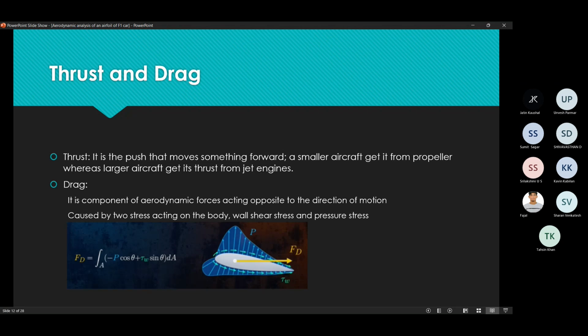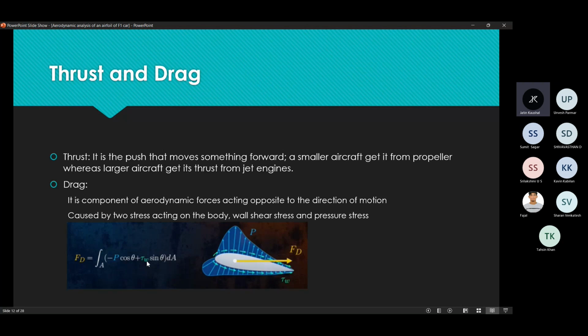Coming to drag, it is similar to lift. It is a combination of different kinds of forces, and it is the horizontal component of the total aerodynamic force that acts opposite to the direction of motion. It is the result of two sets of stresses that act on a body: wall shear stresses, which act tangentially to the body, and pressure stresses.